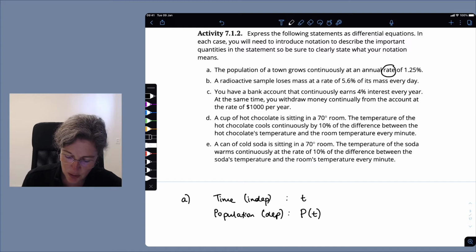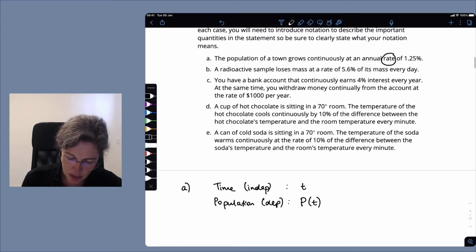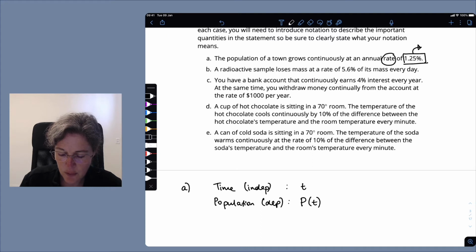Okay, so now we need to think about what the sentence is telling us. The population grows at an annual rate of 1.25%. Something I think is always useful to do is to transform percents into ordinary decimals. So this will be 0.0125. Okay.